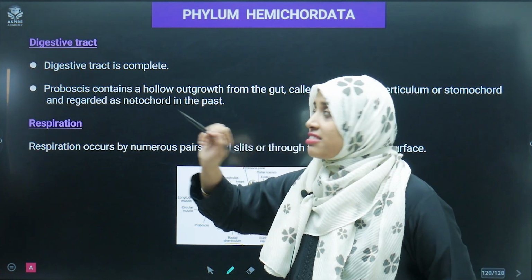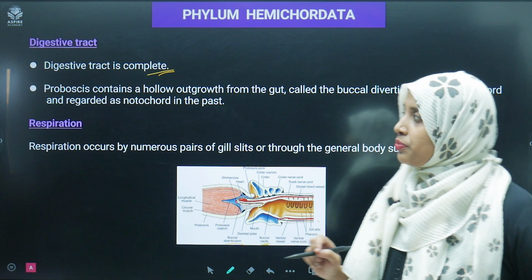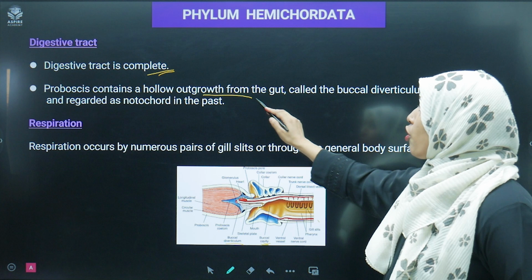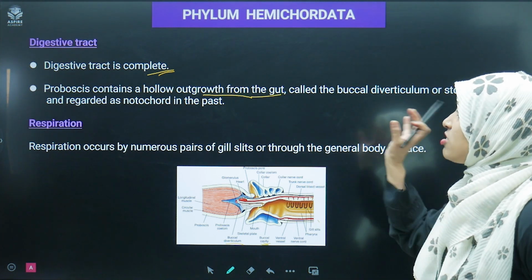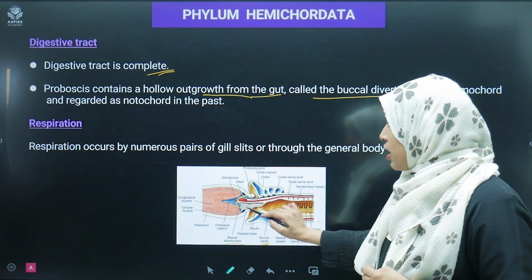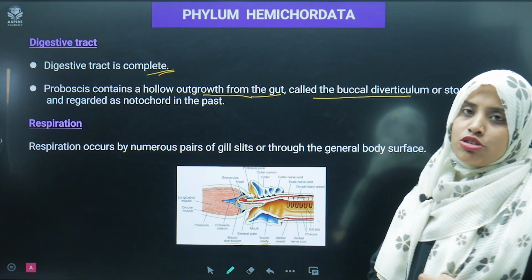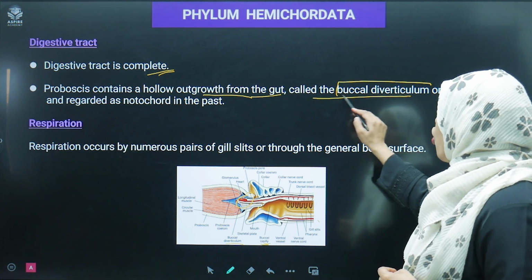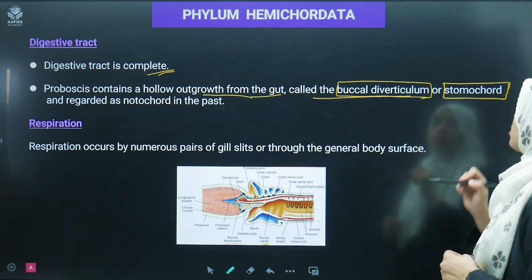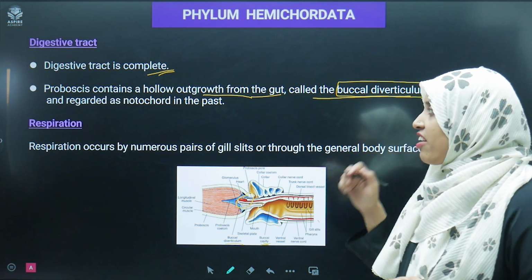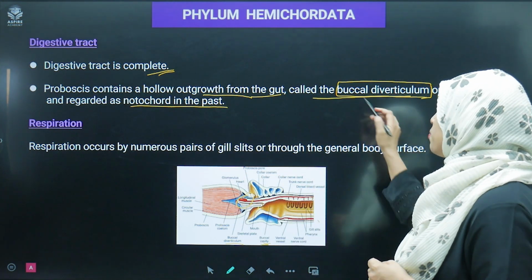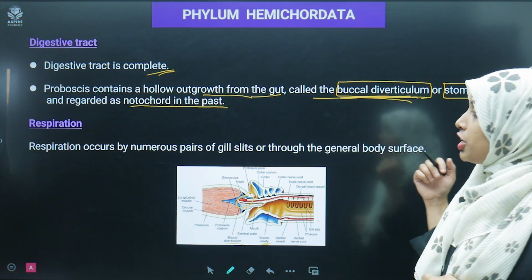How is the digestive tract here? It is complete. The proboscis contains a hollow outgrowth from the gut region. So what is in the proboscis part? A hollow outgrowth, which is known as the buccal diverticulum, this part. It can also be called the stomochord. It is the stomochord and was regarded as the notochord in the past. Previously this was called the notochord, but it is a diverticulum, the buccal diverticulum.